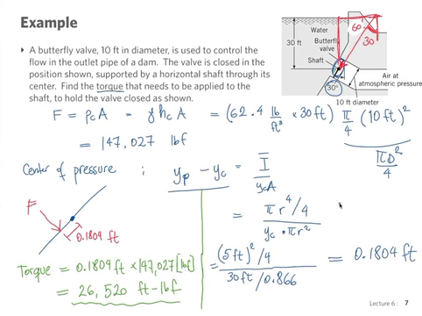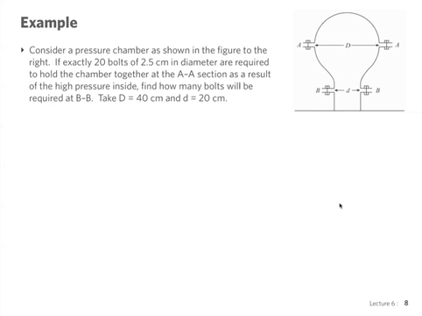All right, another example. We have a pressure chamber, and there's some pressure inside here, P, and we know that at the section AA, we need exactly 20 bolts to hold the chamber together. And the question is, how many bolts are required at the section BB? And we're given the two diameters, the large and small.